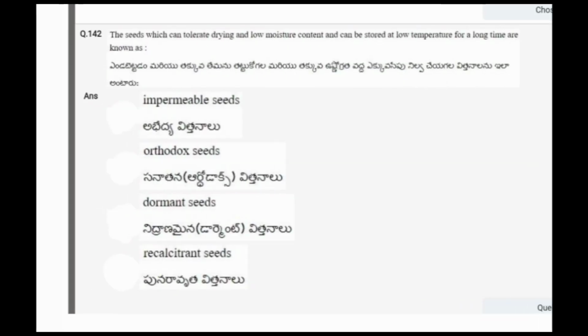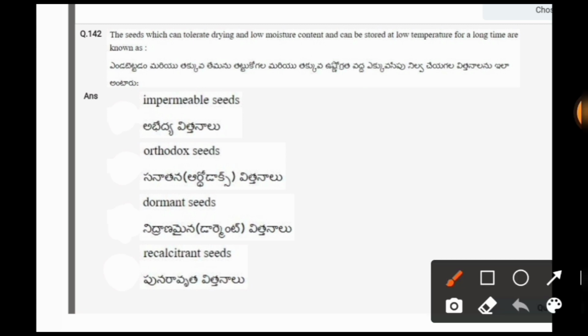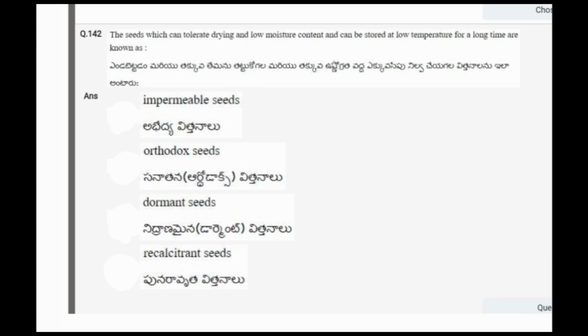Next question. The seeds which can tolerate drying and low moisture content and can be stored at low temperature for a long time are known as. The options are impermeable seeds, orthodox seeds, dormant seeds, recalcitrant seeds. The second option is the correct one, that is orthodox seeds.